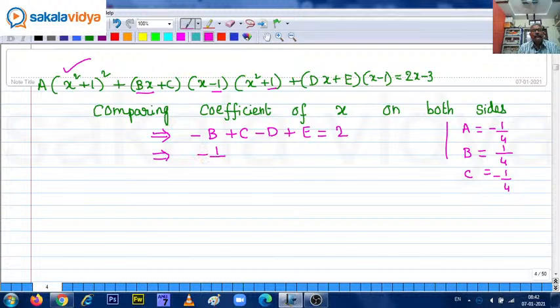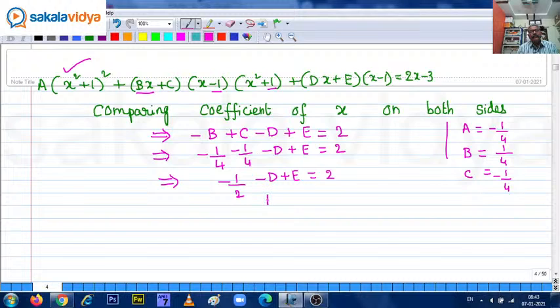So what do you get now here? This will be minus 1 upon 4 minus d plus e equals 2 we have. So minus 1 by 4, minus 1 by 4, minus 1 by 2, minus d plus e equals 2. So e minus d equals 2 plus 1 by 2. This is 5 by 2.